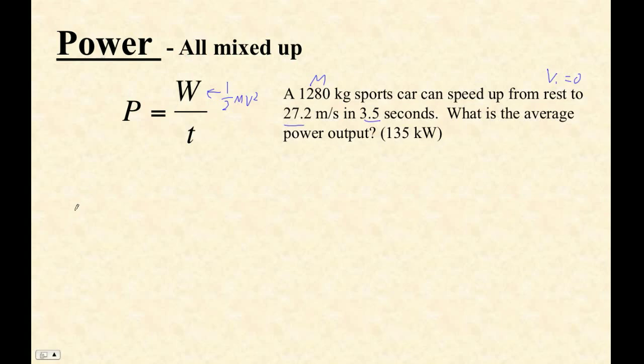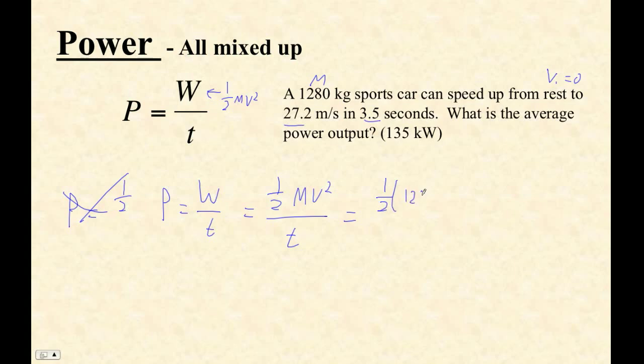Okay, 1/2 mv squared. So the power is work divided by time, and I think that's going to be 1/2 mv squared divided by t. And of course this is average. I think at first it's not as big a power output. At the end it's a lot. But on the average it's this, so it's 1/2 times 1280 times 27.2 squared divided by 3.5.